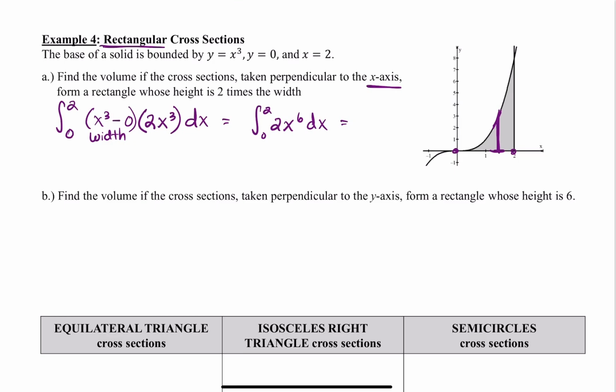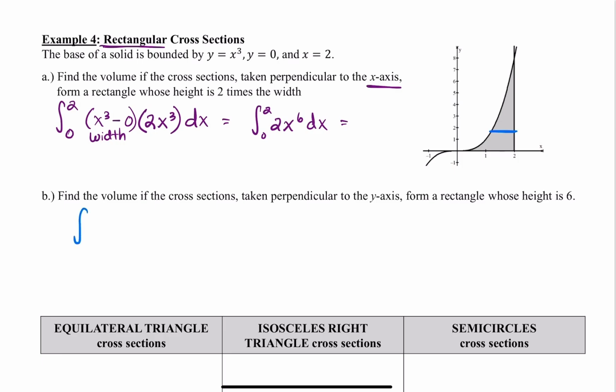And then finally for part B, it says find the volume of the cross sections taken perpendicular to the y-axis form a rectangle whose height is 6. So just make sure you read the question carefully, but if I look at this, now I'm going to be looking at pretty much this being the width of the rectangle. So the width of the rectangle is going to be usually the right curve minus the left curve.